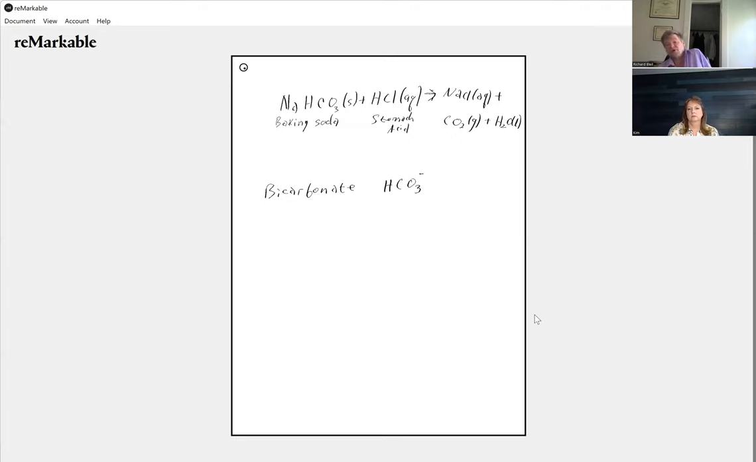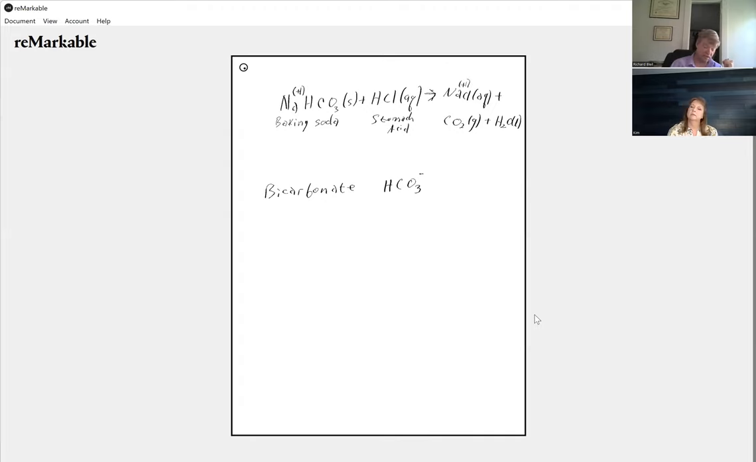So let's figure this out. Sodium is a group one element. Any element in its elemental state has an oxidation number of zero. But if it's in a compound, sodium, or family one, always has an oxidation number of plus one. So in sodium bicarbonate, sodium is plus one. In sodium chloride, it is plus one. It does not change.